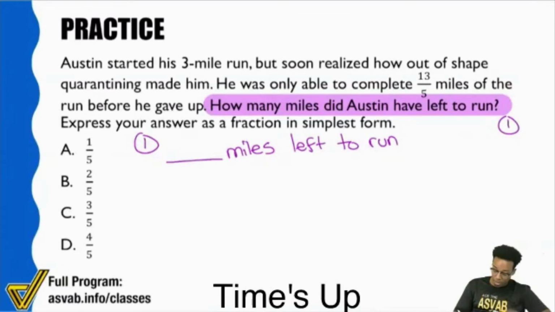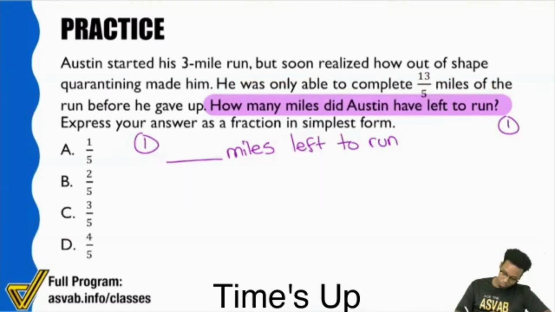So from here, let's read. Austin started his 3-mile run but soon realized how out of shape quarantining made him. He was only able to complete this many miles of the run before he gave up. Okay, so Austin started his run. That's this long. So he needs to go from here to here. That's that many miles, 3 miles. Then he says he was only able to complete that many miles.